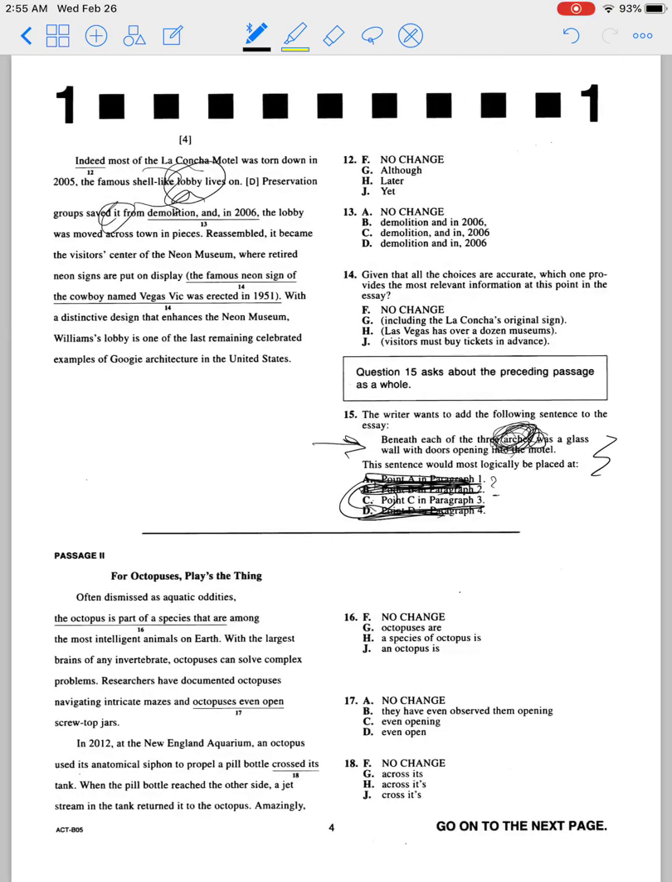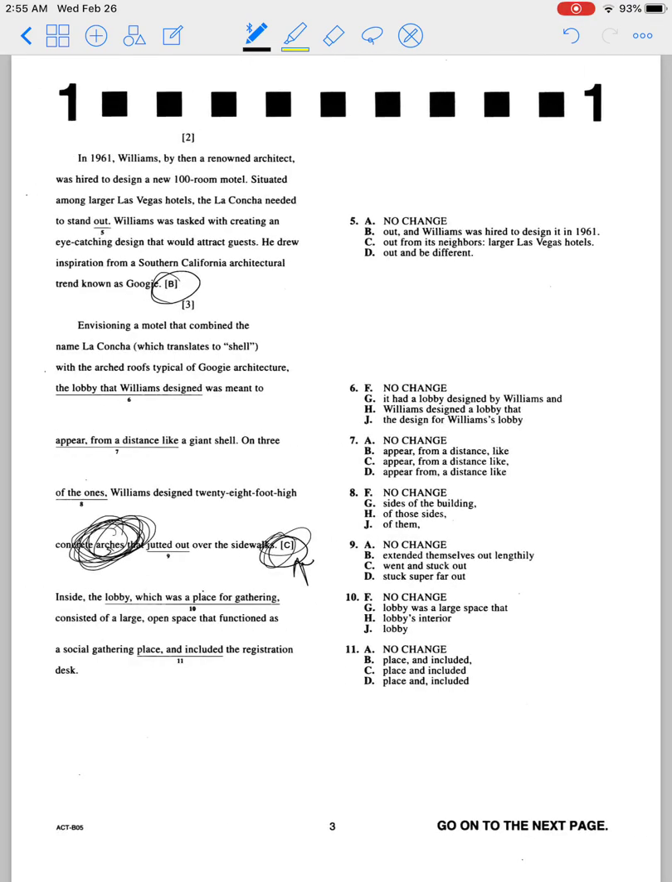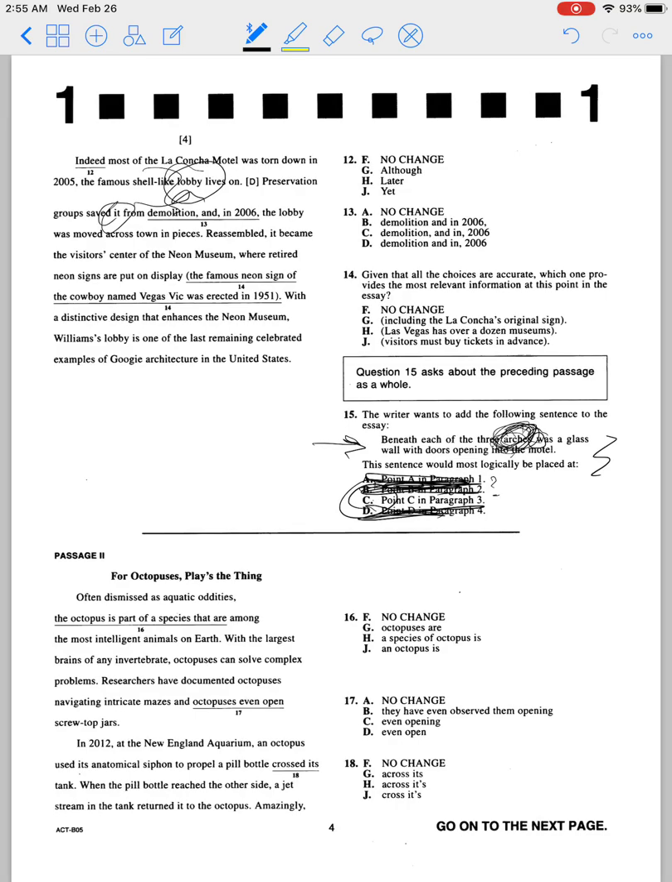Notice we try to figure out what this sentence is about and then find where the sentences around it would match. It brings up arches here, so that would work. So therefore C is the correct answer to number 15.